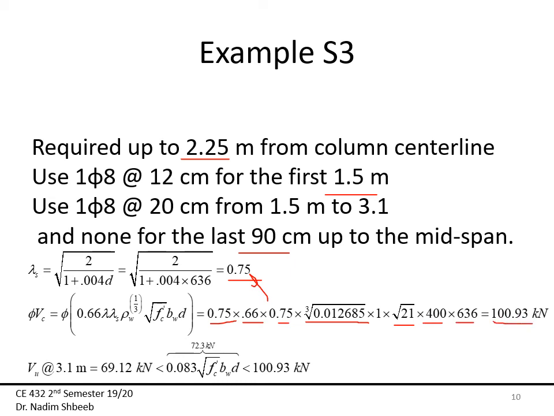So when I calculate V ultimate at 3.1 meters, it's 69.12. All right, which is less than 72.3, which is also less than 100.93. So this entitles me not to use any stirrups at the last 90 centimeters.